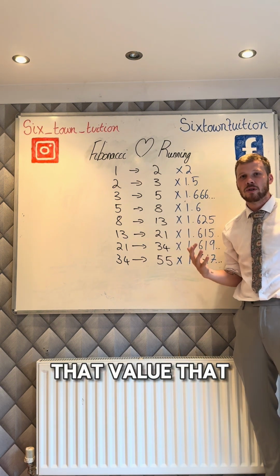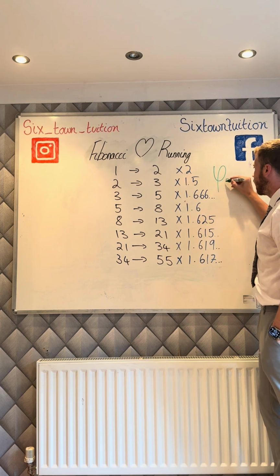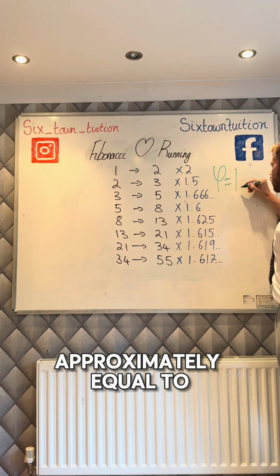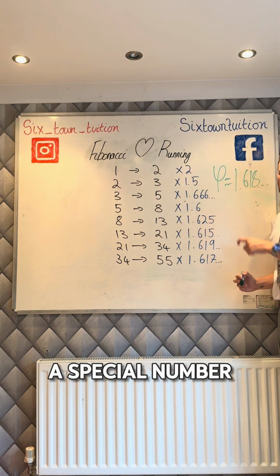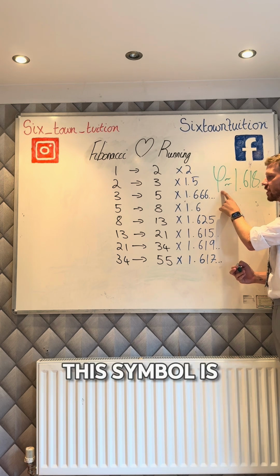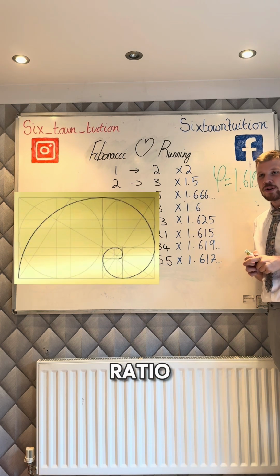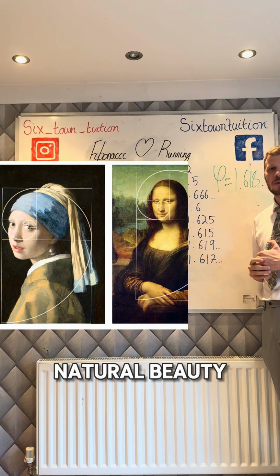So what is that value that it turns to? Well, that value is a value in maths that we call phi. And phi is approximately equal to 1.618. It's such a special number in maths. It has its own symbol and it's got a special name. The name for this symbol is called the golden ratio, and it crops up all the time in mathematics and in just natural beauty, to be honest.